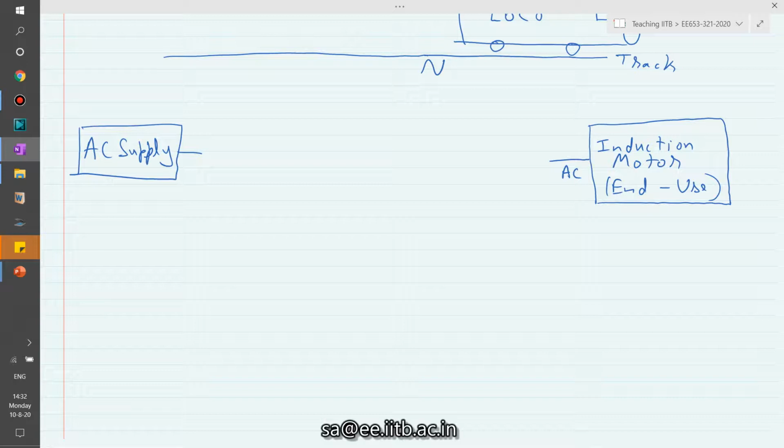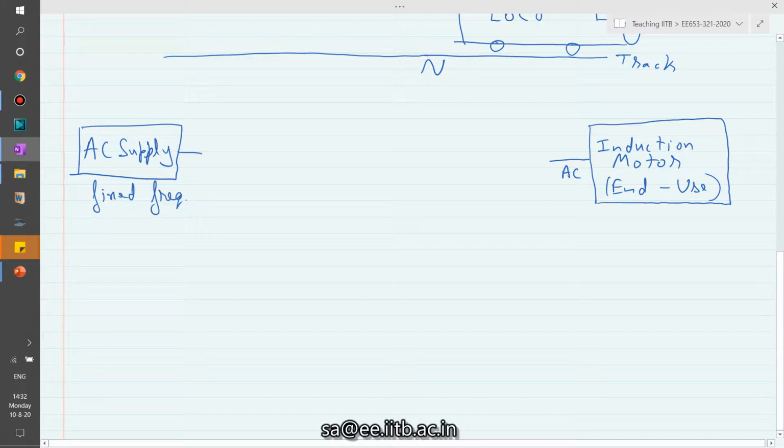Now, because you want to vary their speed, you need to provide the induction machine with variable frequency AC supply, right? On the other hand, the supply is fixed frequency. So how do we convert this fixed frequency into variable frequency, and that too at a lower voltage?